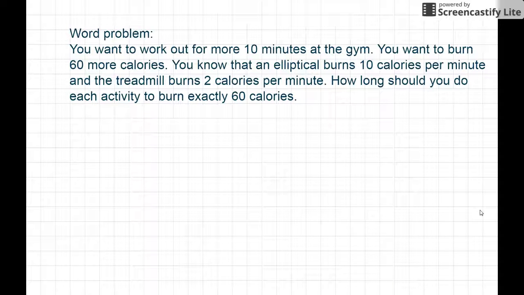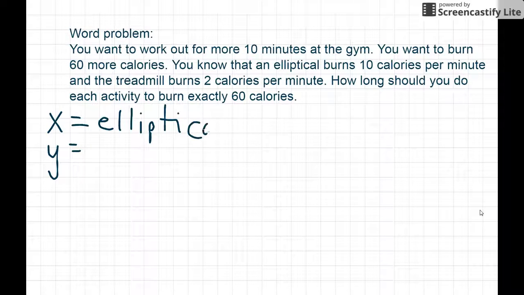So again, what you could do is you could graph this, but in order to graph it, we need some equations. So first of all, the first thing you're going to do is figure out what you want your variables to be. And the nice thing about systems is there's always 2 activities, or 2 kinds of fruit, or 2 different types of pizza. Whatever you're talking about, there's always 2 different kinds, and you get to choose what you want your variables to be. So let's say, for example, we want to call x the elliptical minutes, because we're doing each activity, and I'm going to have the y be the treadmill minutes.